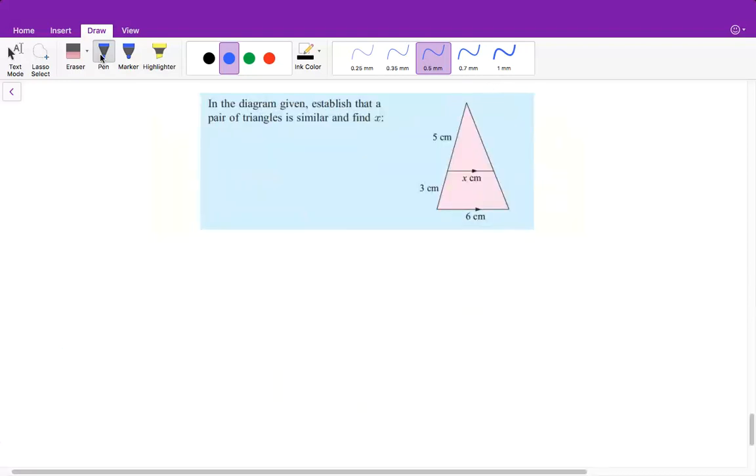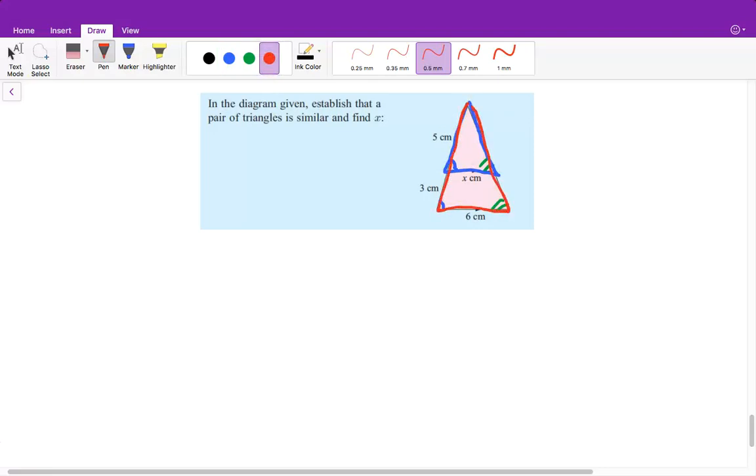All right, so in the diagram given, establish that a pair of triangles is similar and then find x. All right, so now I know that these two angles are congruent because they're corresponding. Since these two lines are parallel, I know that they're corresponding, they're in the same position. Right, and I know that these two angles are congruent because once again, they're also corresponding. It's similar to one of the angles we just did. So now we can go ahead and say that this triangle is 100% similar to this triangle.